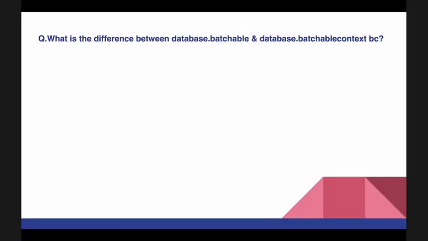What is the difference between Database.Batchable and Database.BatchableContext? Till now, whatever code we have seen, hopefully you would have got an idea. Database.Batchable is an interface which has three methods: start, execute, and finish. And Database.BatchableContext is a context variable which stores the runtime information like the job ID, which we can use to monitor our batch.